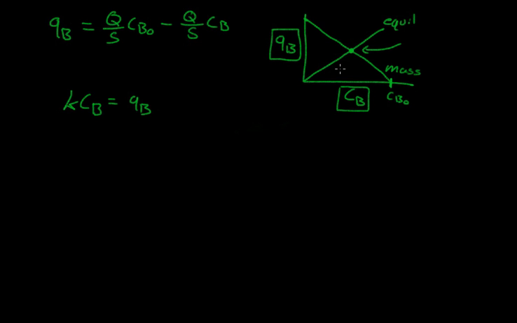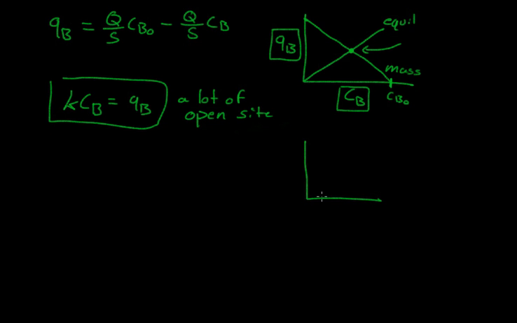So next I want to talk about what happens if you can no longer assume that you have open sites, because this is only for a lot of open sites. Well, let's assume that those sites start filling up. What does it look like? Well, it looks something like this. Initially it's straight, but then it levels off and there comes a point where all the sites fill up. And that is a Langmuir isotherm.